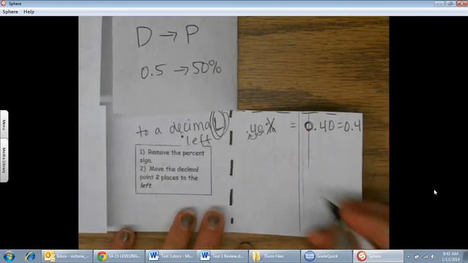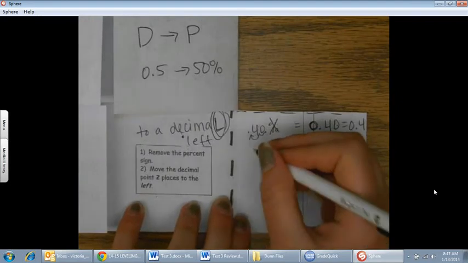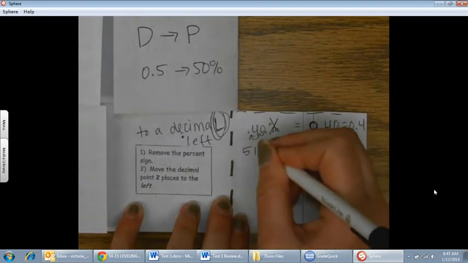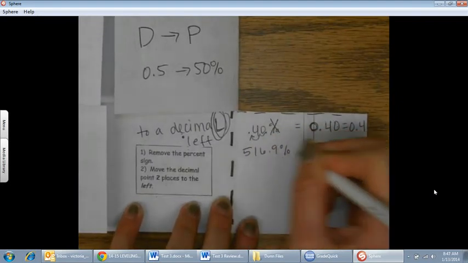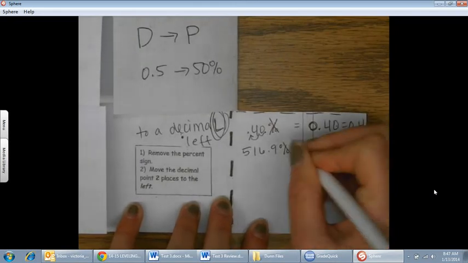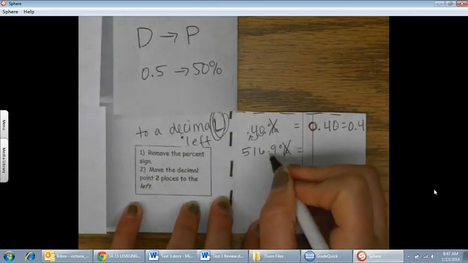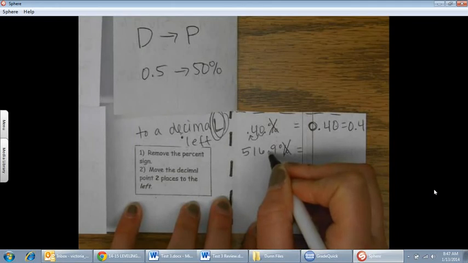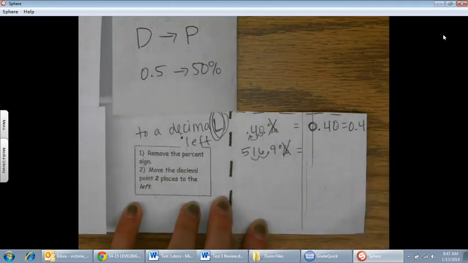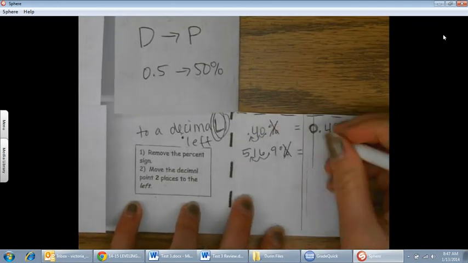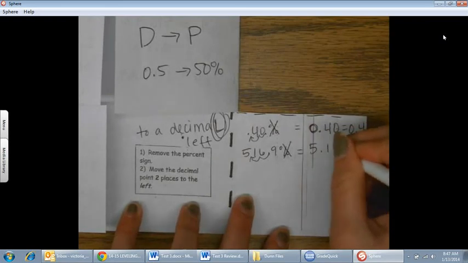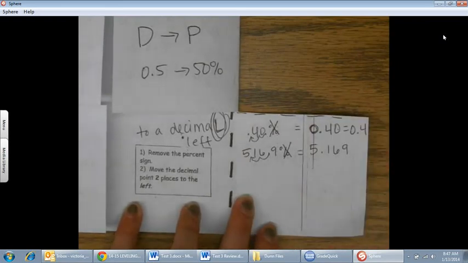Next one we're going to do is 516.9%. Again, you cross off your percent sign. Here you already have the decimal, so you just need to move it 2 spaces. And you're going to get 5.169 as your decimal.